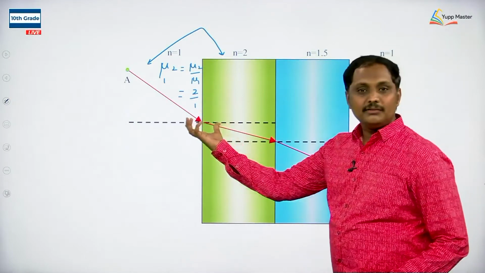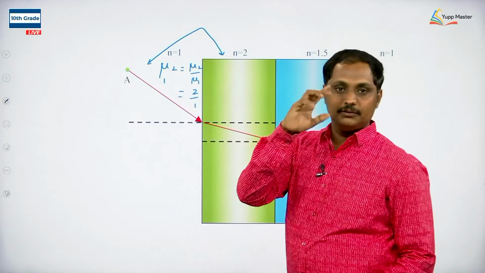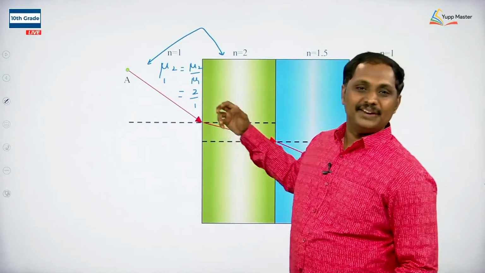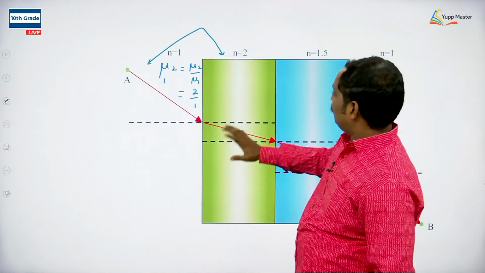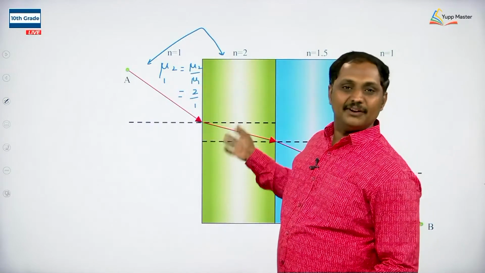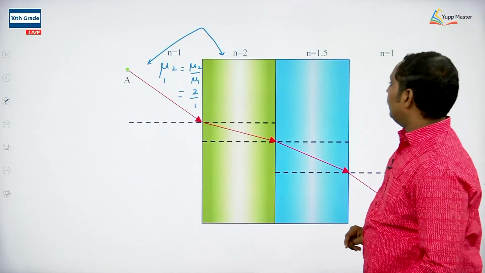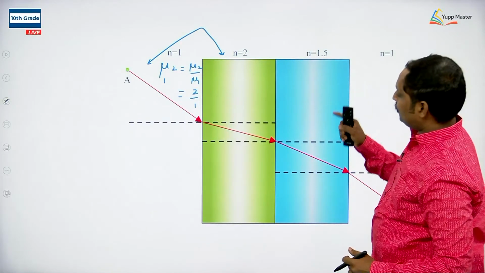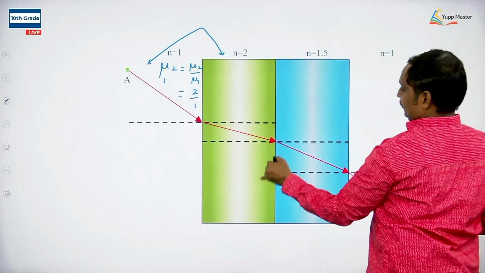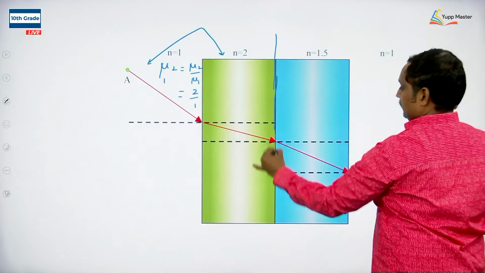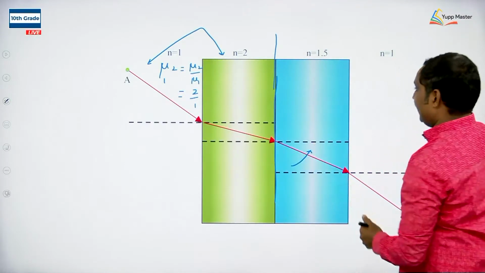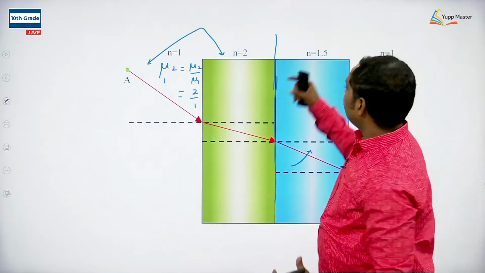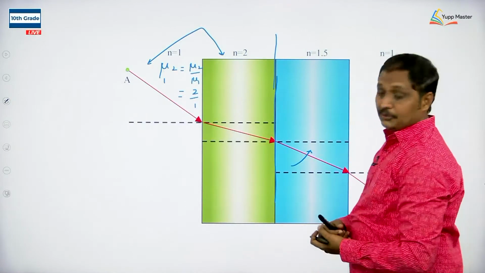In this diagram you can observe one phenomenon. Light is going to be incident from rarer to denser medium. With respect to the normal, it is going to be refracted in one direction. Here, from denser to rarer, it is going to move away from the normal. This is the normal. It is going to move away from the normal. But here, the case we are talking about is relative refractive index.